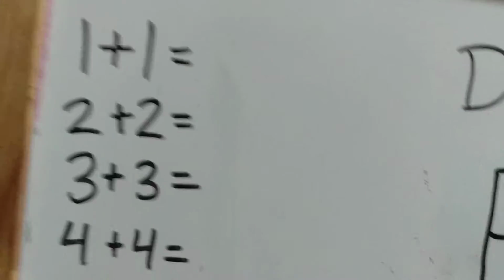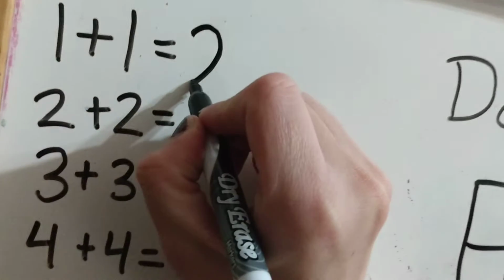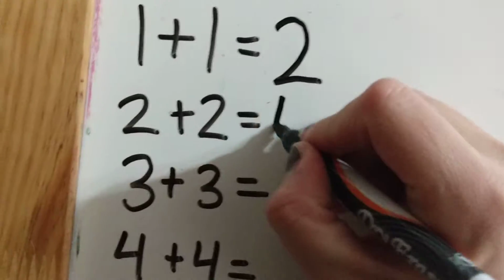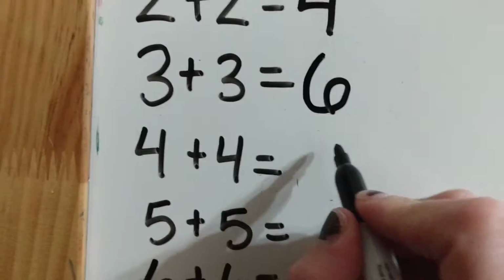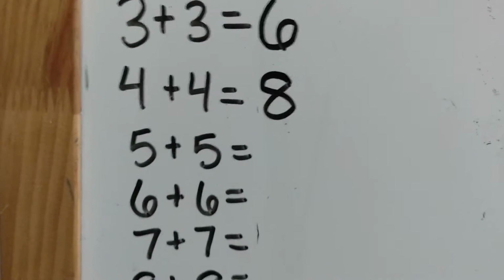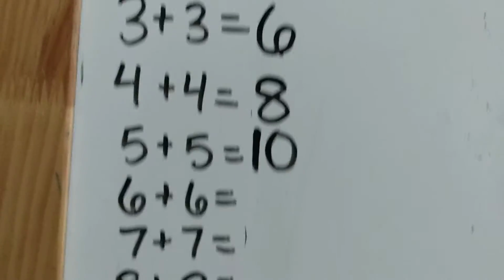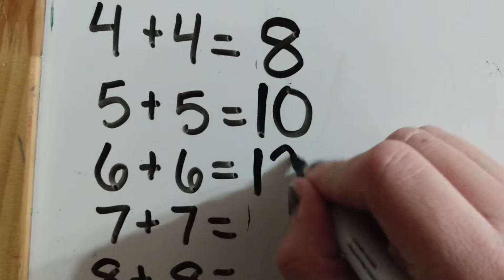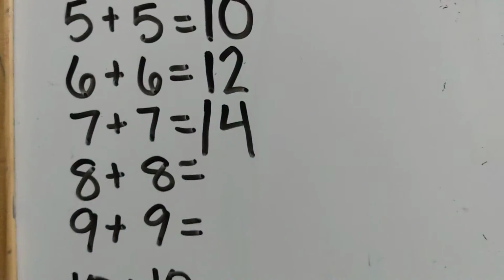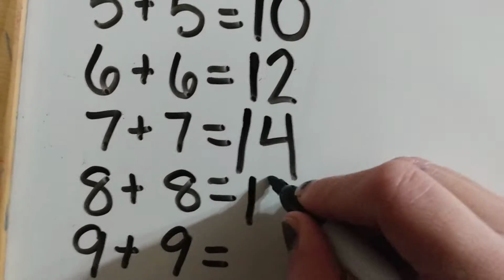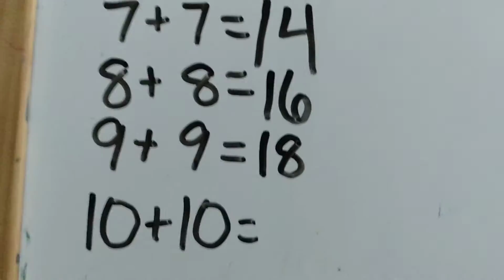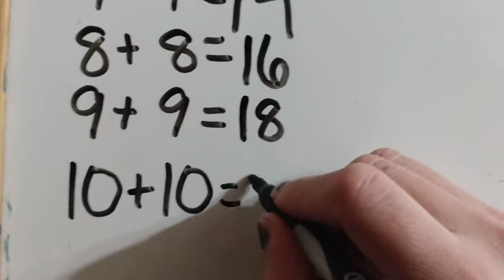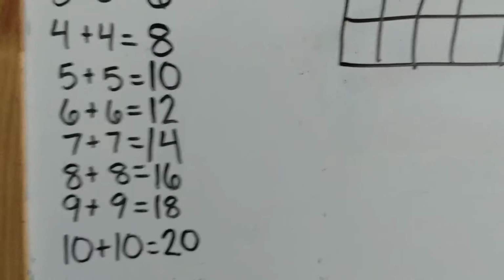All right, so what is 1 plus 1? It equals 2. What is 2 plus 2? You're right, 4. What is 3 plus 3? 6. What is 4 plus 4? 8. What is 5 plus 5? 10. What is 6 plus 6? 12. What is 7 plus 7? 14. What is 8 plus 8? 16. What is 9 plus 9? 18. What is 10 plus 10? Yep, 20. So these are what we should have memorized from whenever we were back in our classroom.